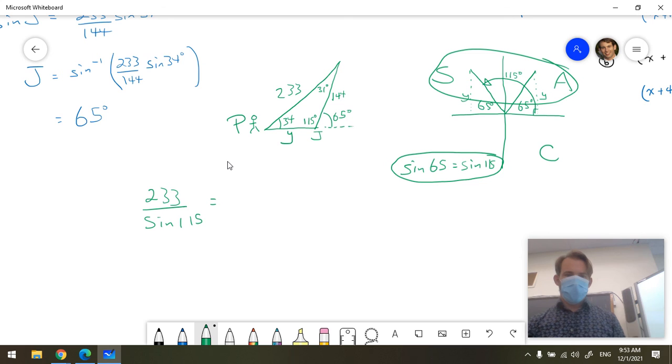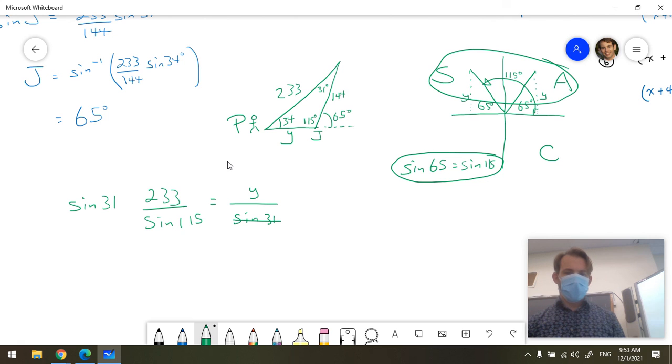It is equal to some unknown here, y, over sine 31. Because that's now our opposed angle here. It's different when we look at this triangle. So now multiply both sides by sine 31.